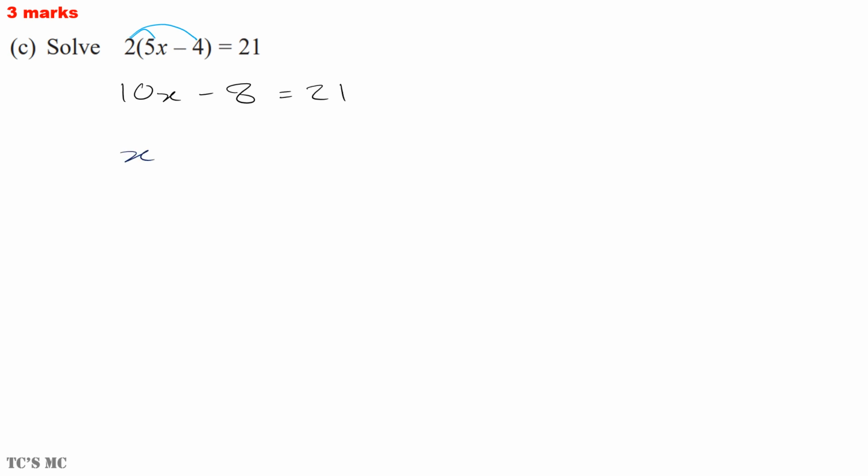Then we can use the flowchart method. We have x, it's been multiplied by 10, and then we subtract 8, and we get 21. To go backwards, we need to do the inverse. We need to add 8 first, and then divide by 10. For writing this out, we have our second mark.